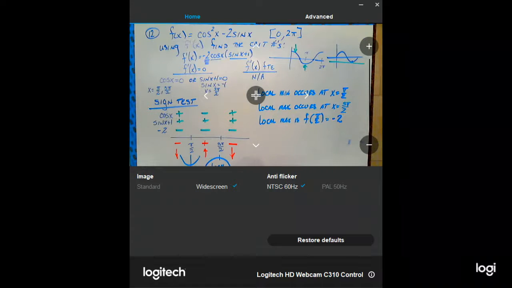Now, oh, I'm sorry, that's our local minimum value. I got myself a little convoluted there, didn't I? And so let's put minimum here, right? Because this one goes with that one.